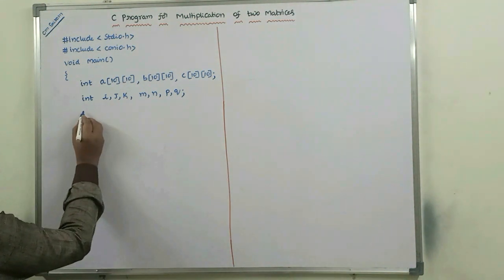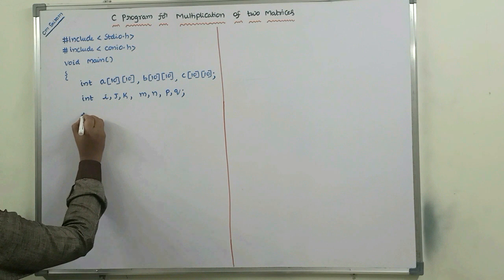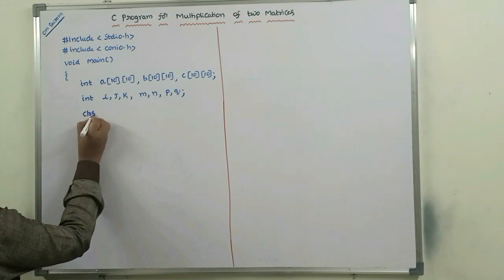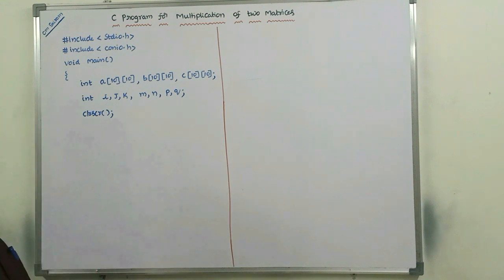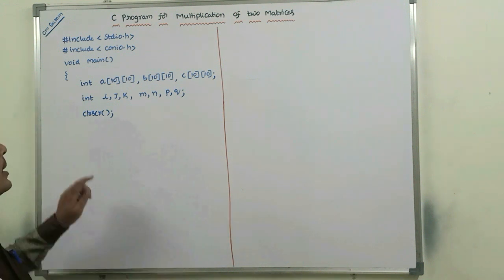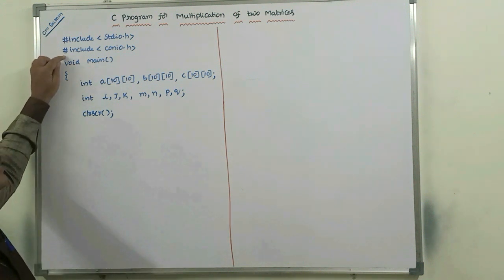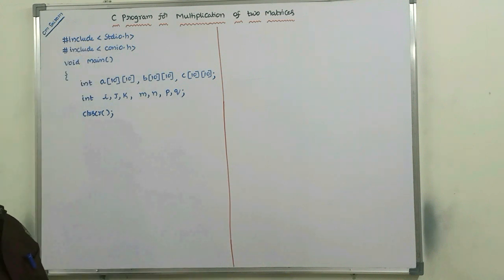Next one, the clrscr clear screen function. This function is used to clear the output screen. This function is available in the conio.h header file, so we must include this header file in our program.